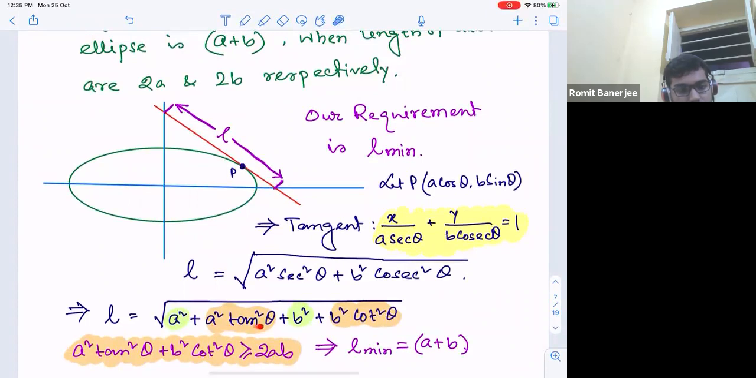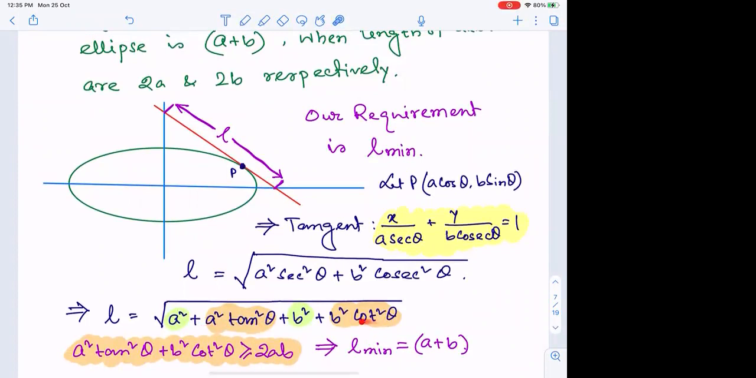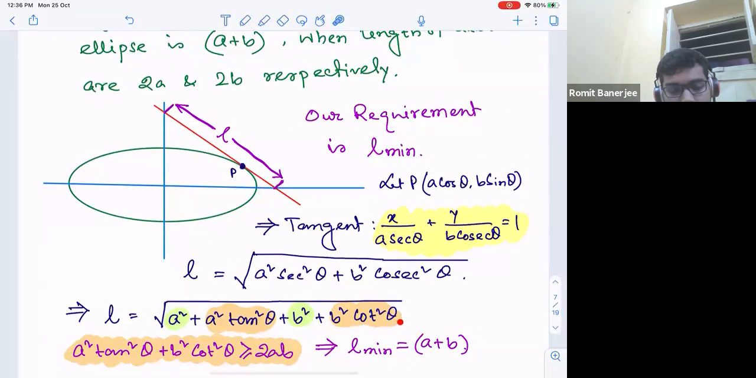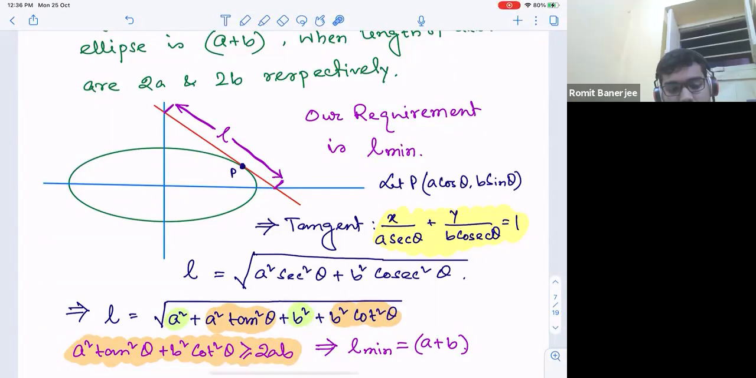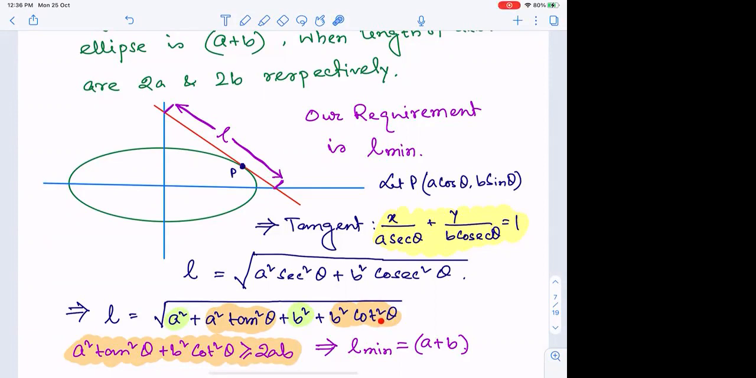We were addressing the sum of two variable terms. We want to minimize the sum, and the product of the two considered variable terms was constant, right? a square tan square theta and b square cot square theta, their product is a square b square. The product is constant. The sum we don't know, that's a variable sum. But it is confirmed both the terms are positive.